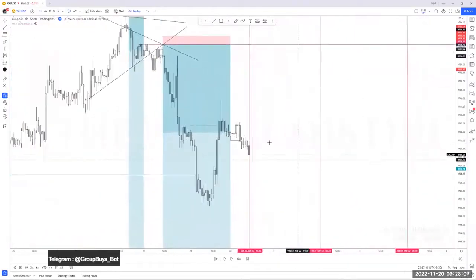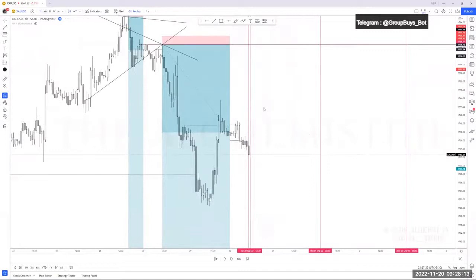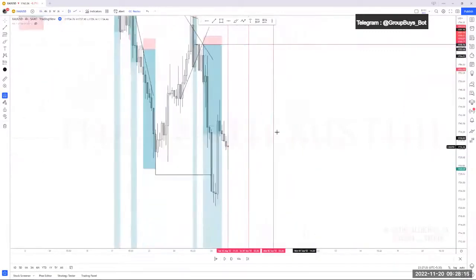Okay, and then now what can we do when a strong high is created? We can go into the higher time frames to check our point of interest, right? Let's go to the 4-hour time frame. What is this?